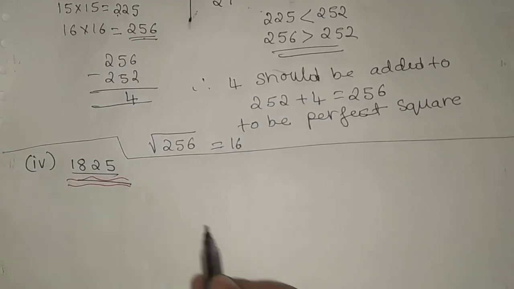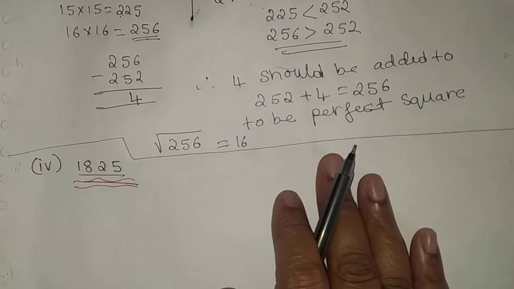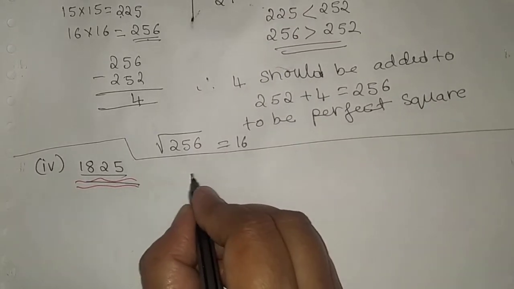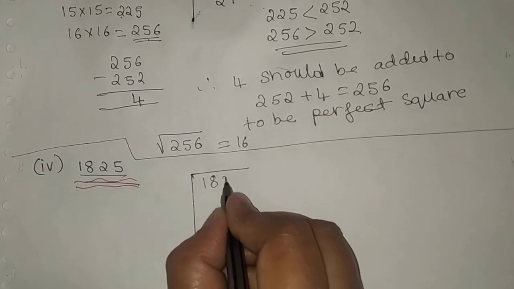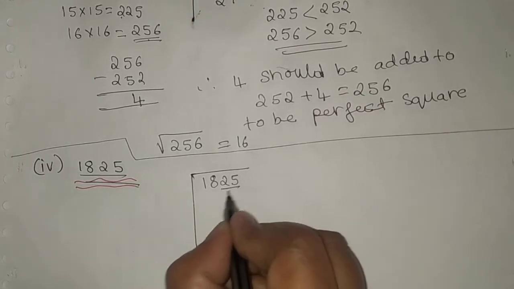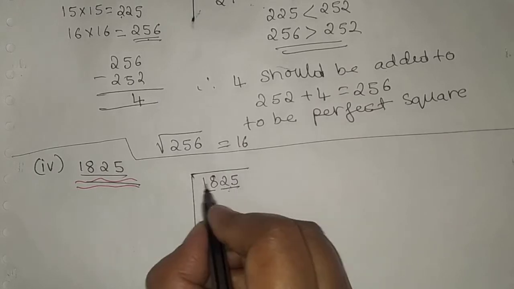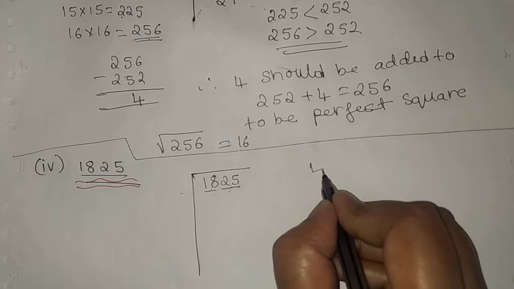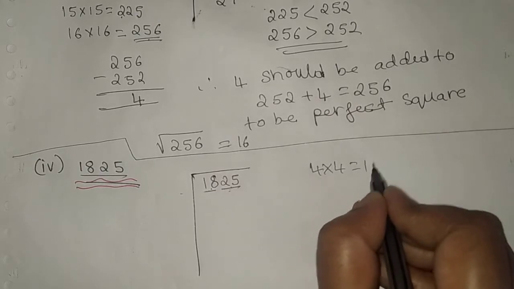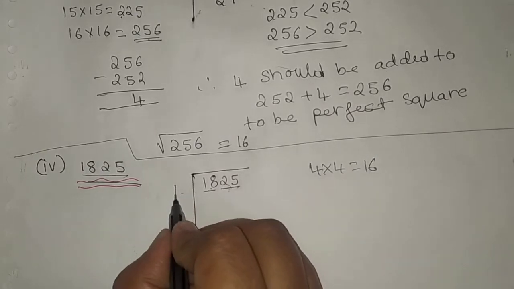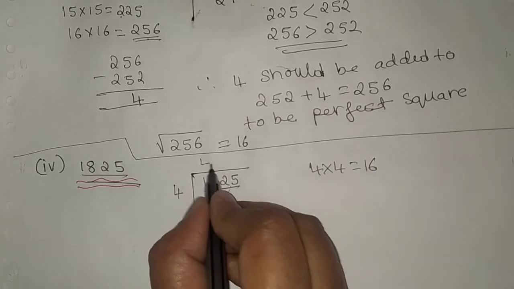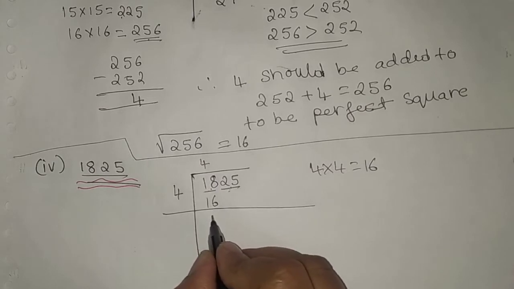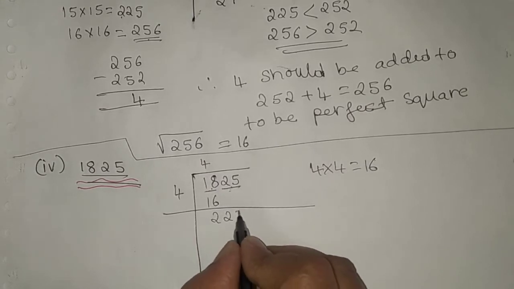Next one is 1825. We'll start the problem, that is a 4-digit number 1825. Pair these numbers, here we get 2 pairs. So find the nearest square root. What is the nearest square root? We'll take 4 into 4 is equal to 16. Then what is the remainder? 2 is the remainder. Bring 25 down.